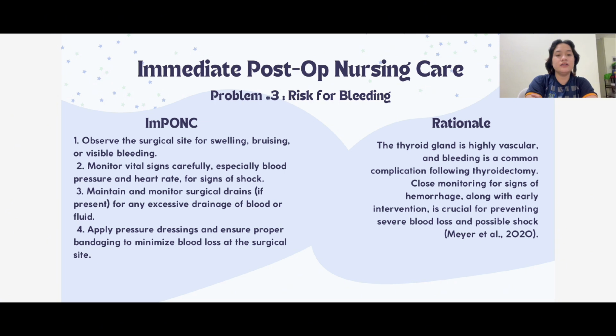Problem number 3, risk for hemorrhage due to the vascular nature of the thyroid gland. Number 1, observe the surgical site for swelling, bruising, or visible bleeding. Note any increase in neck circumference or tightness, as this may indicate hemorrhage or hematoma formation. Number 2, monitor vital signs carefully, especially blood pressure and heart rate, for signs of shock such as hypotension and tachycardia, which may indicate blood loss.